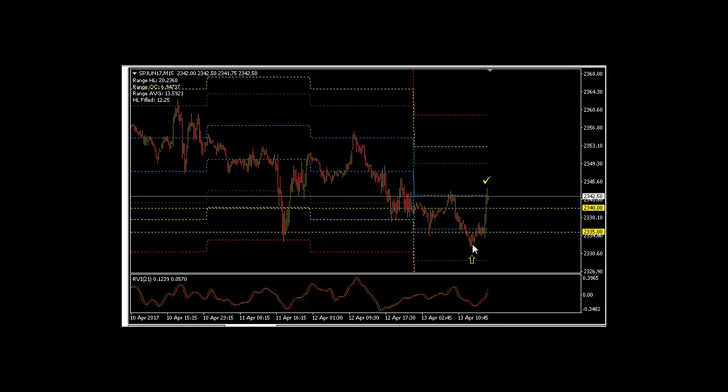Now on the flip side, the thing I watch for is average trading range. So for the last 20 days, high to low, this thing has been averaging about 20 points. And so when it had reached here, it had already put in about 12.